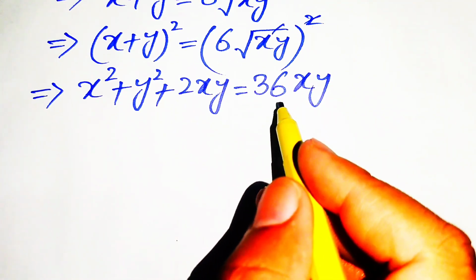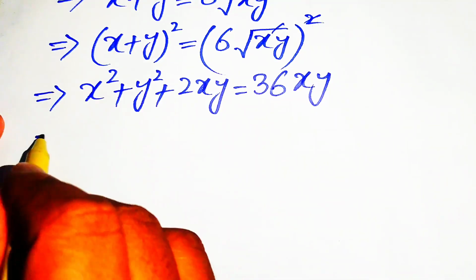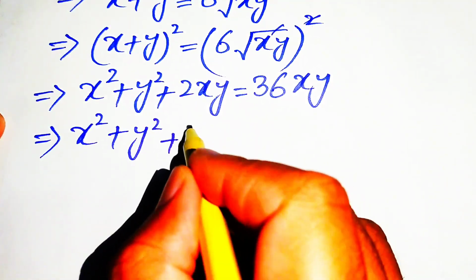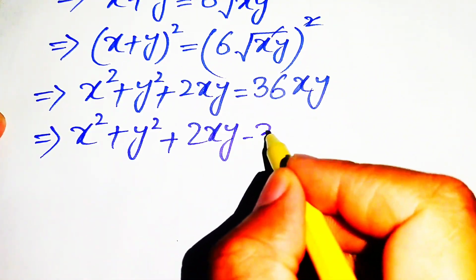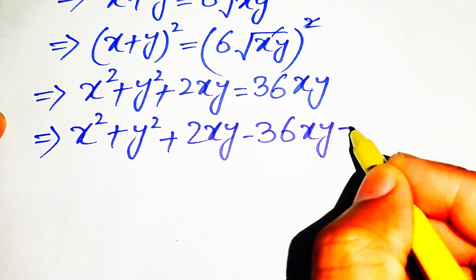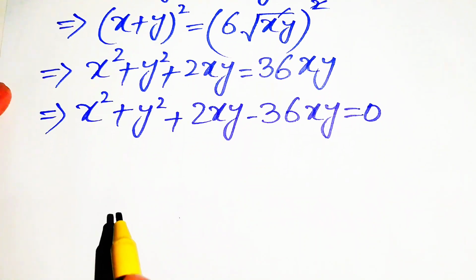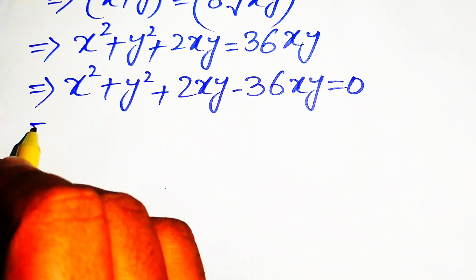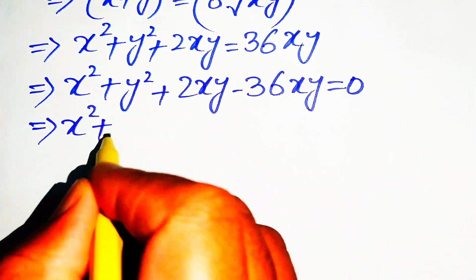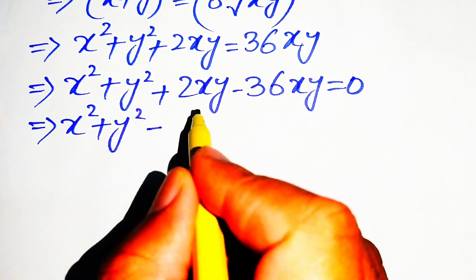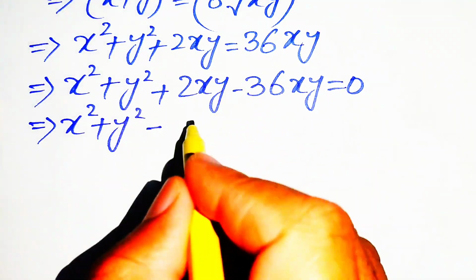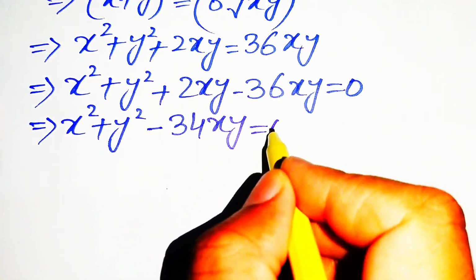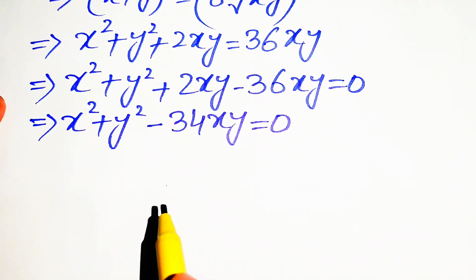So here we move these 36 times xy to the left hand side, and it will be written as x square plus y square plus 2 times xy minus 36 times xy, and this whole equals 0. So after simplification we get x square plus y square minus 34xy, and this whole equation equals 0.